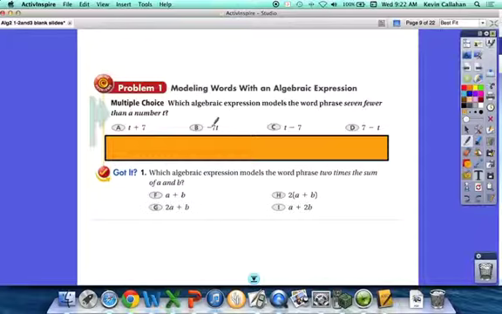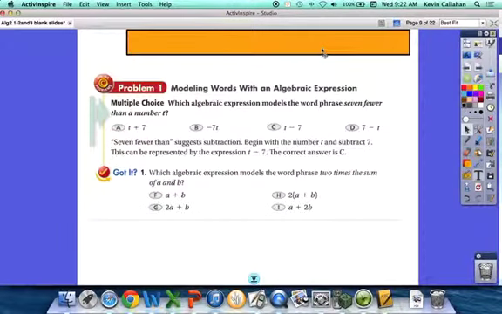Madison? Okay, Madison is saying D. Does anybody want a second? Is that 7 fewer than t? Which is the one that's 7 fewer? Okay, what does fewer mean? Less than, right? So it's 7 less than t. You want to start with t and then take away 7. Right, so it should be t minus 7. The answer is C.